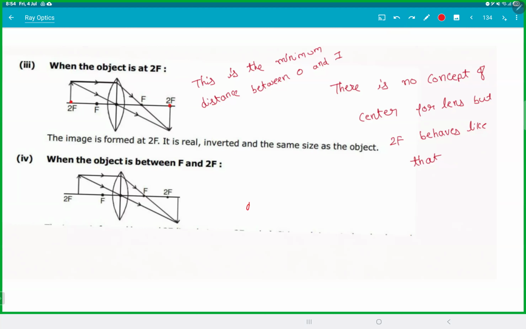Here, the object is between f and 2f, so the image forms beyond 2f, which is real, inverted, and magnified. Clear, everyone? You should definitely remember these cases and the mirror cases, because whenever you get theoretical questions, I'll ask you one. You will need this stuff.